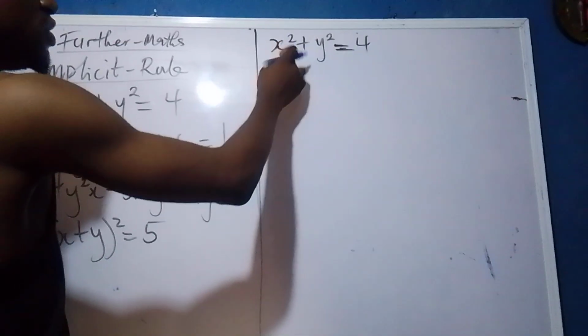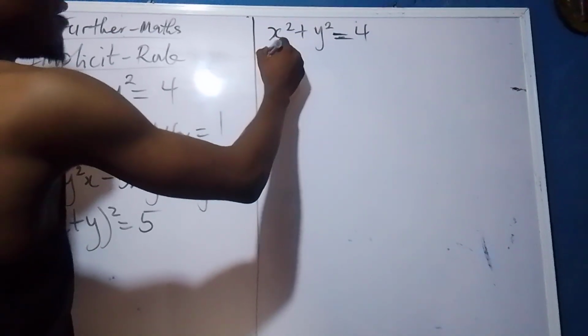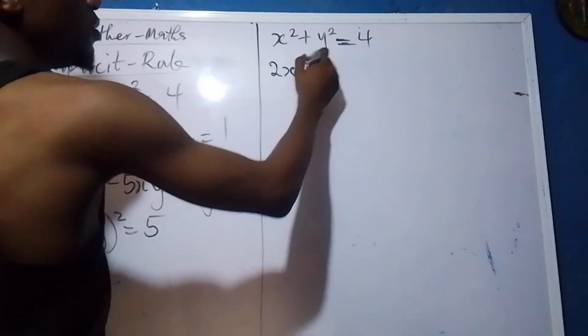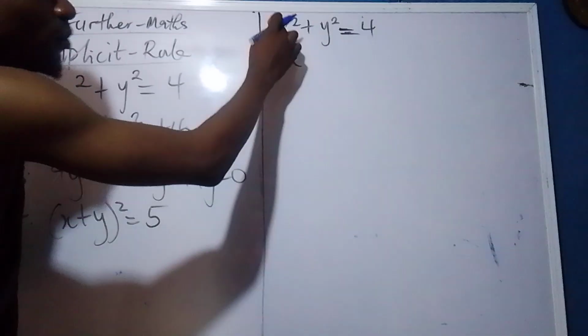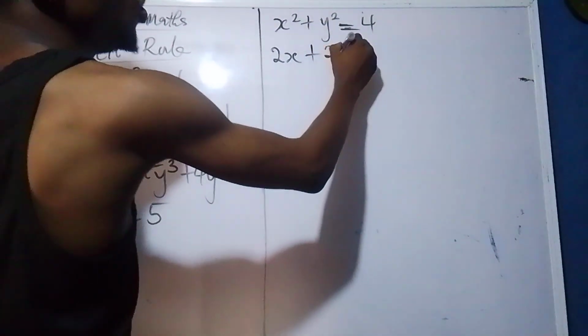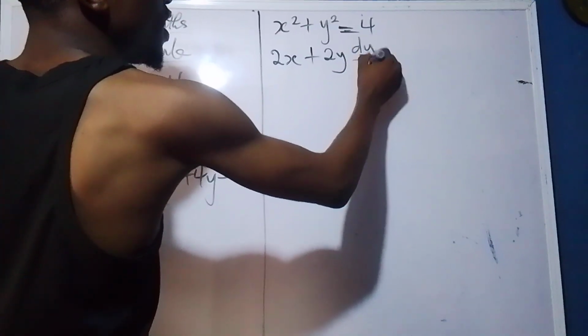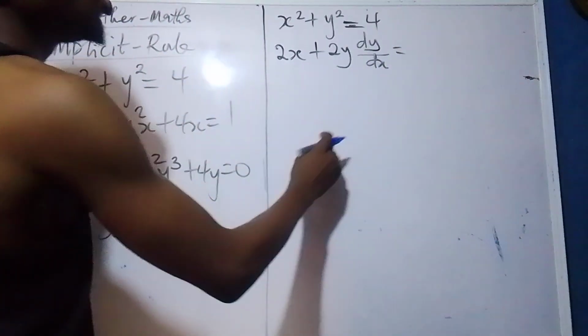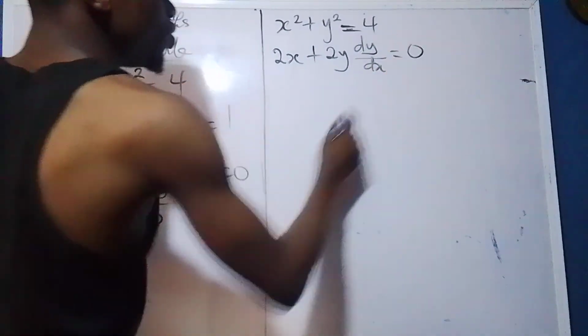If I differentiate x squared, I'll have 2x. I will not add the dy over dx because I'm not differentiating y. So plus, I want to differentiate y squared now, that will be 2y dy over dx equals to, differentiation of a constant will give 0. You understand?